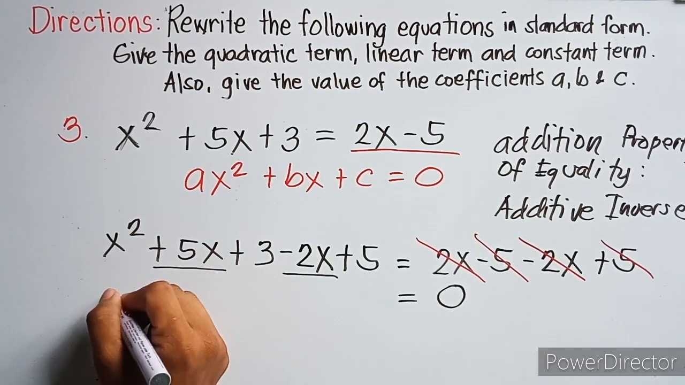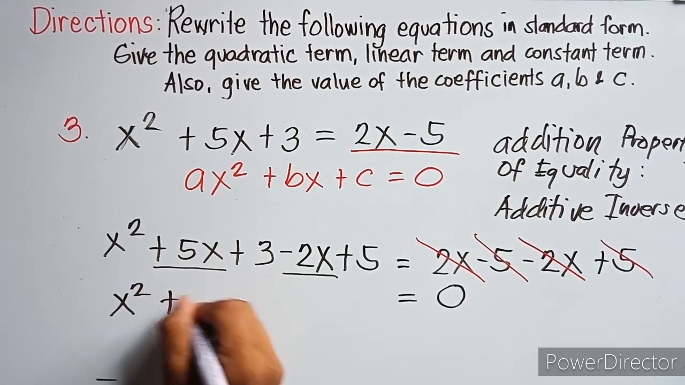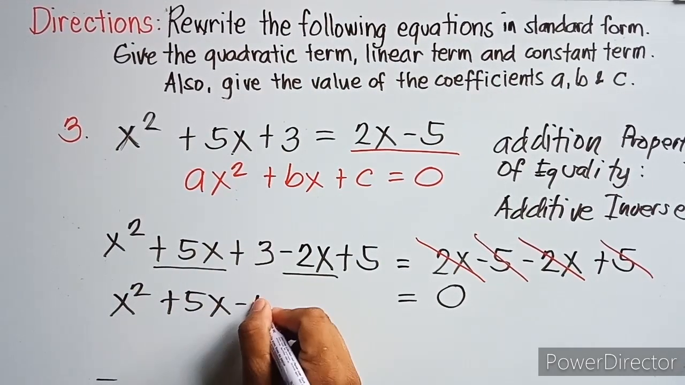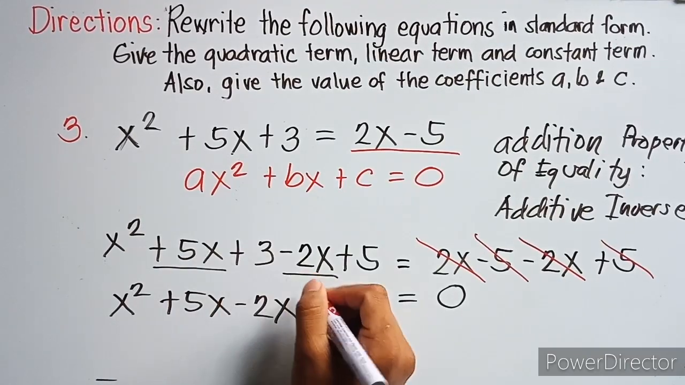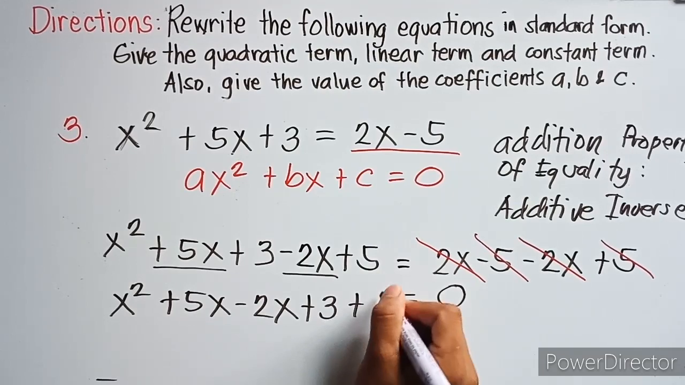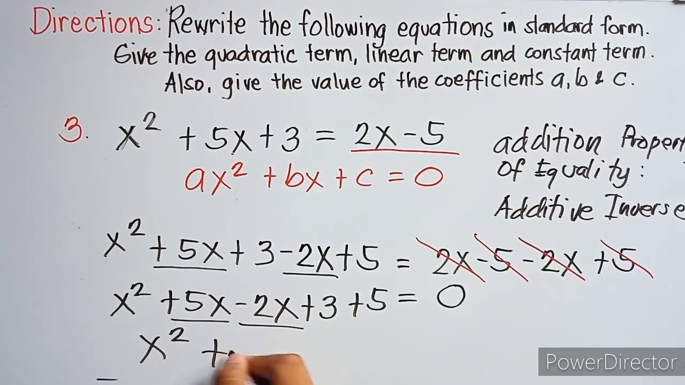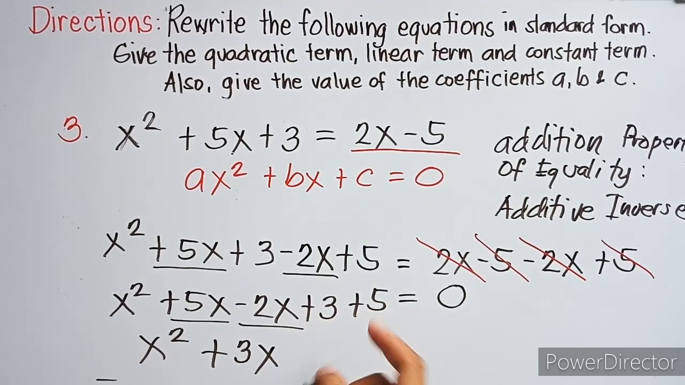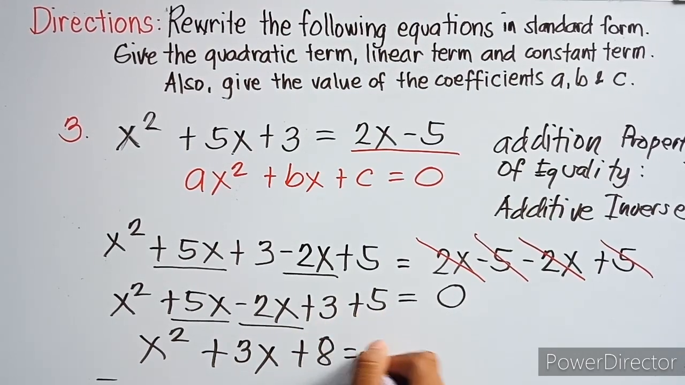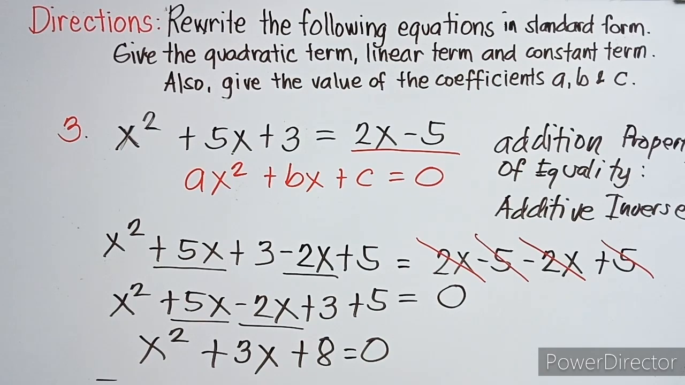Then, dito naman tayo sa ating left side, common term. Okay? So, x squared plus 5x minus 2x, then plus 3 plus 5. Then simplifying our common term, so we have x squared plus, what is 5 minus 2? 3x. What is 3 plus 5? 8. Equals 0. So this is our standard form of the given equation for number 3.